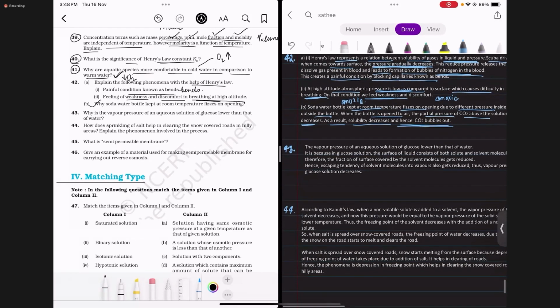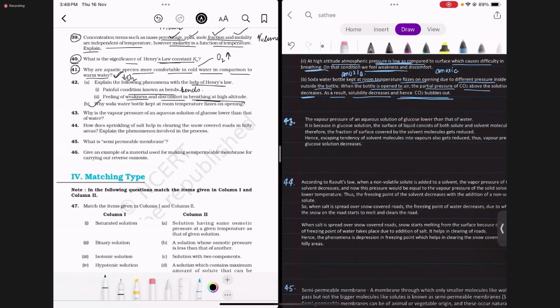Now we come to question number 43. Why is the vapor pressure of an aqueous solution of glucose lower than that of water? तो एक aqueous solution of glucose है. Why is it lower than that of the उसका vapor pressure is lower than that of water?